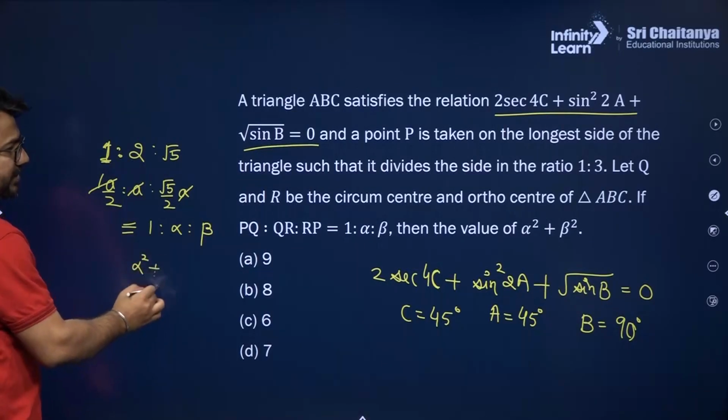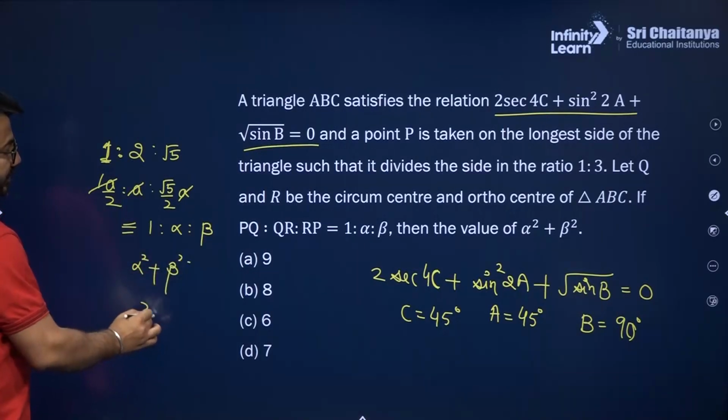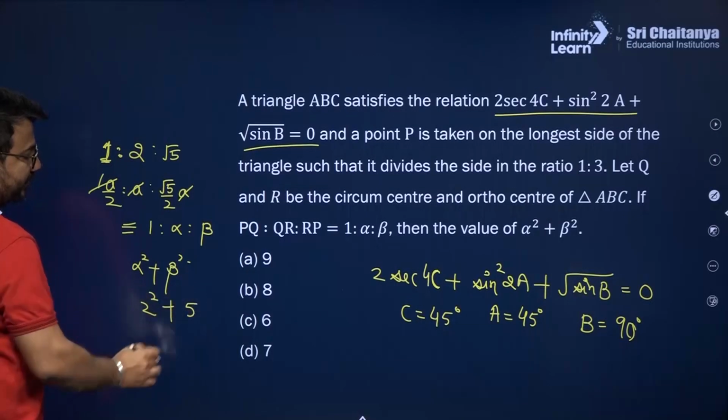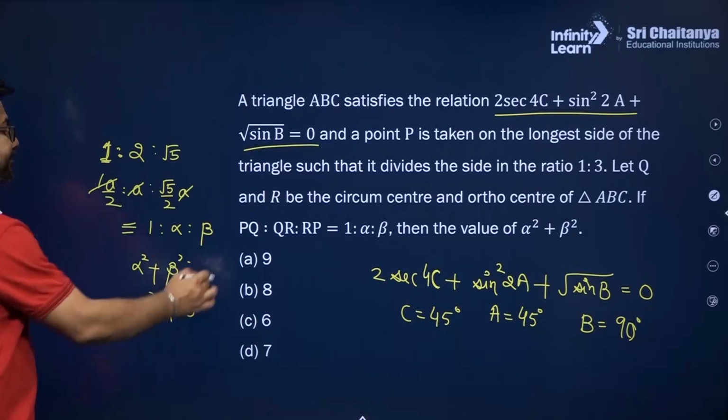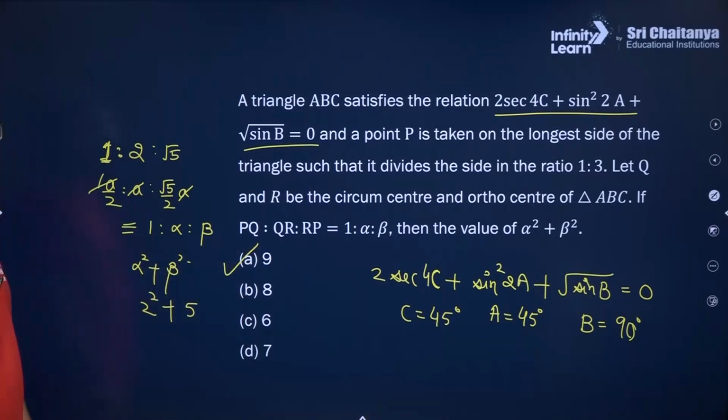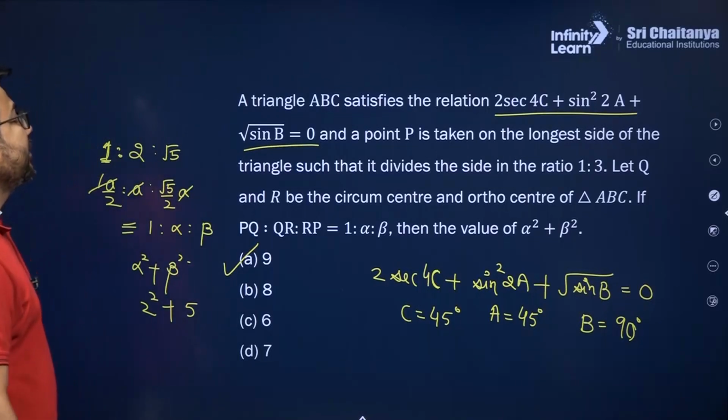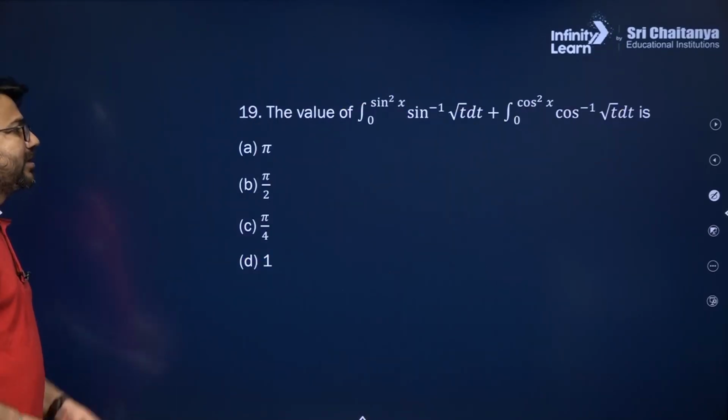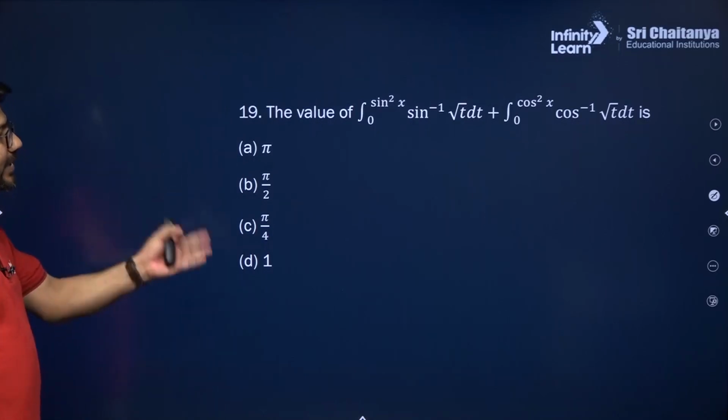So alpha square plus beta square they are asking us. It will be 2 square plus root 5 square, 4 plus 5, this will be 9, which is there in option A. Hence option A will be the final answer. I hope you are able to understand how we got the final answer A. Moving ahead to the next question.